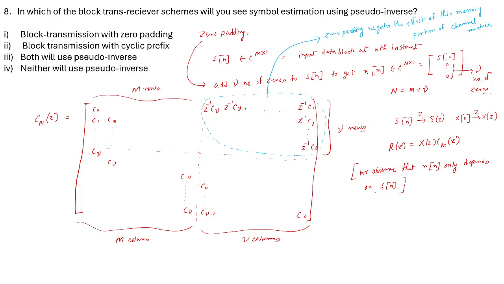And how is that being achieved? You see, Rn is going to be C low times Sn. Remember, Rn is an n cross 1 matrix, whereas C low is n cross m and Sn is m cross 1. So dimension wise, this holds correct.